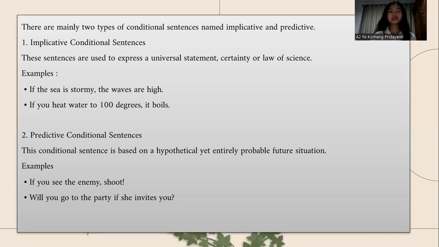And then the second is predictive conditional sentence. This conditional sentence is based on a hypothetical yet entirely probable future situation. For example, if you see the enemy, shoot. And another example is, will you go to the party if she invites you?